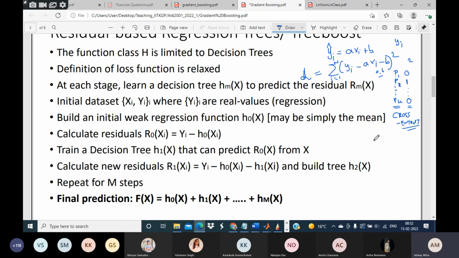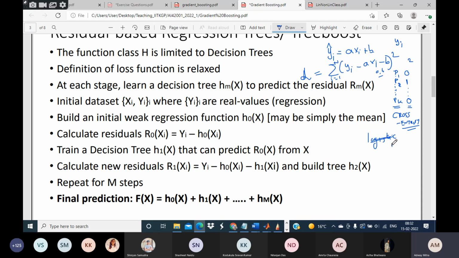So you would have come across the term logistic loss, right? It is yi log yi hat plus (1 minus yi) log (1 minus yi hat). That logistic loss is actually the cross entropy loss function for binary classes. That is for binary classification.